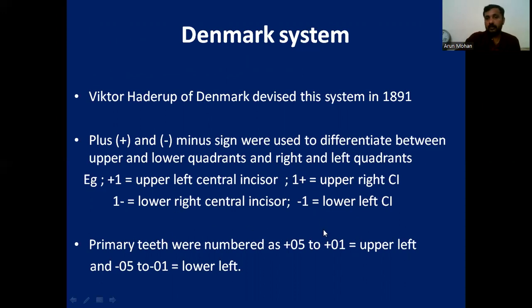The number of the tooth was denoted as 1 to 8. Primary teeth were denoted with a 0 in front. So there will be numbers from 1 to 5 with a 0 in front of it to denote that they were deciduous teeth. And then everything else, plus and minus either in front of the number or after the number, were put to show whether it is a maxillary or mandibular tooth, and to show whether it is right or left. So that is the Denmark system of tooth nomenclature, which was put up by Victor Hagerup in 1891. It is not much used anymore. As you can imagine, it's much more complex than the simpler methods which we have discussed earlier.